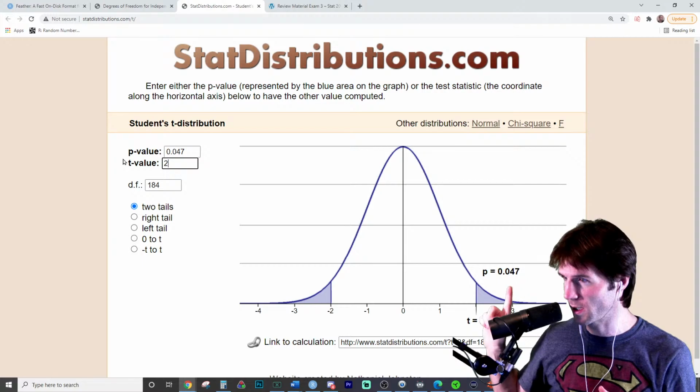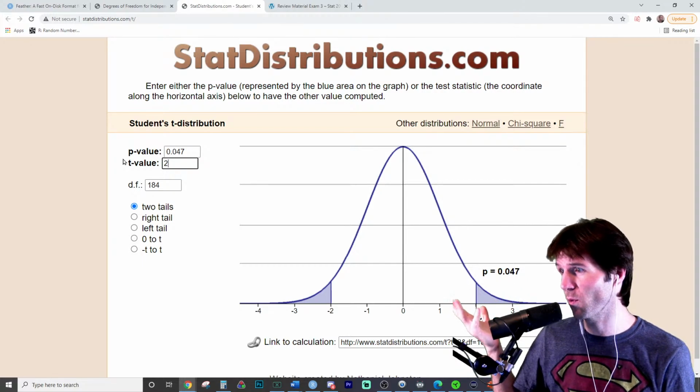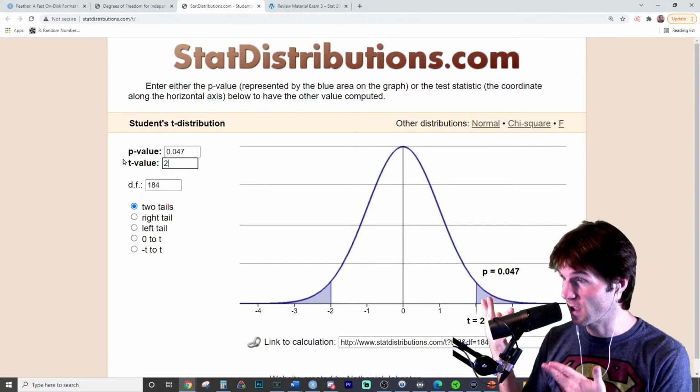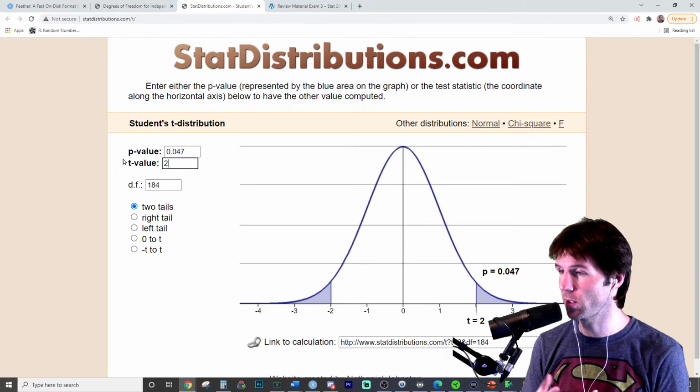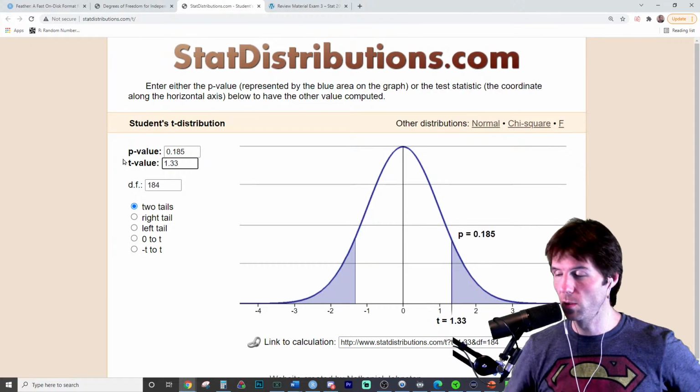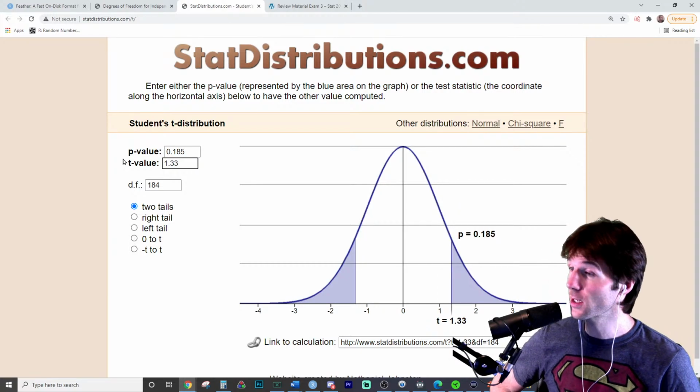But remember, this does more exact decimal calculations. You might ask, well, why is it 4.7? Good question to ask. But this is calculated exactly now on the T-curve with 184 degrees of freedom. So the exact p-value is this right here. And how does that p-value look?